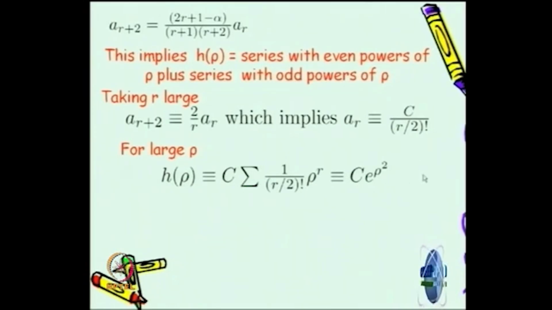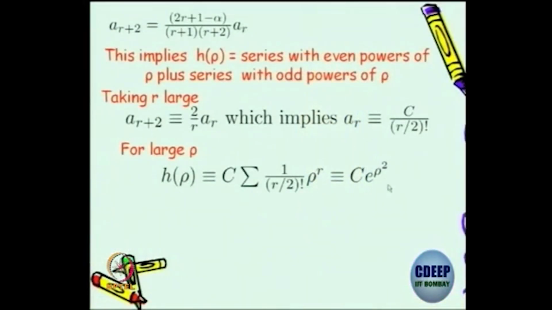Is this allowed? When rho tends to infinity, it blows up. So it is not allowed, right? You all agree? So what is the way out of this? This is not allowed. So I am getting stuck if I take an infinite series polynomial solution for H of rho.